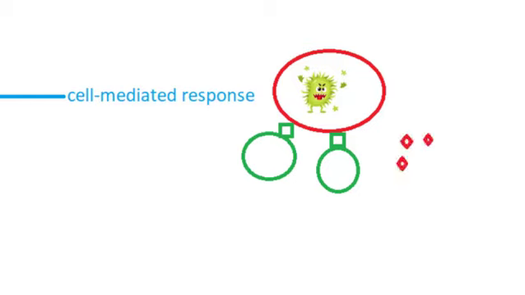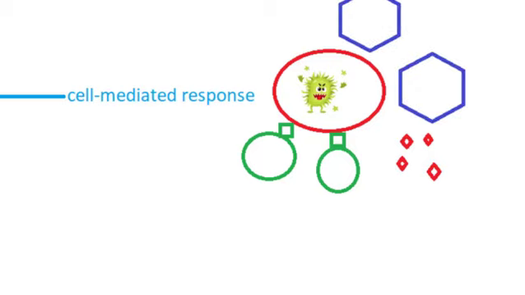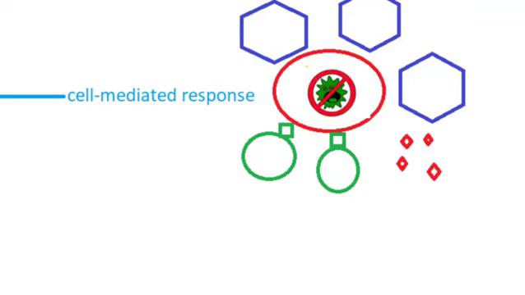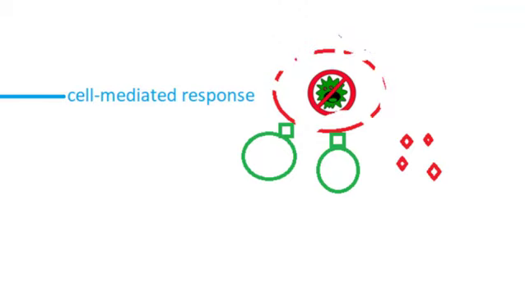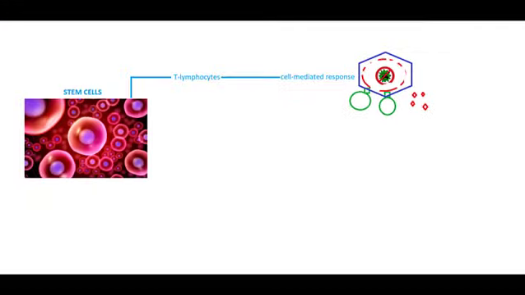So those T cells come along and they produce cytokines, and those cytokines recruit other cells to come and help. So then we have the cytotoxic T cells and the natural killer cells and maybe some macrophages, and then they basically invade the cell and kill the virus inside that cell, and unfortunately the cell dies with it.